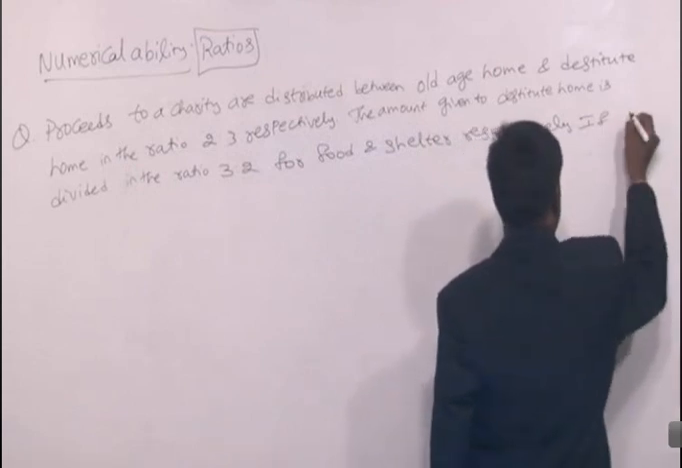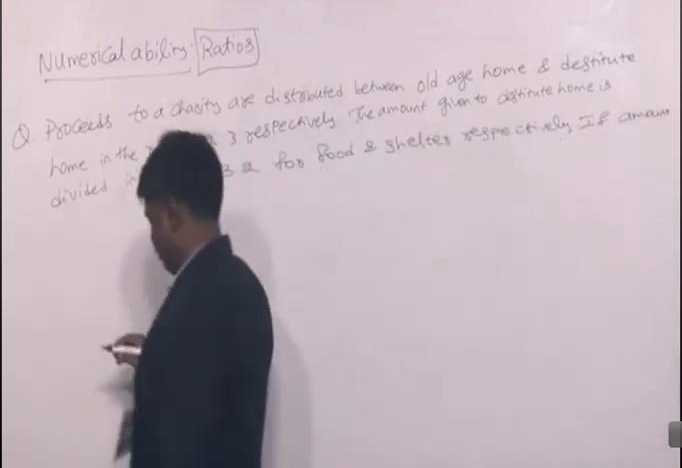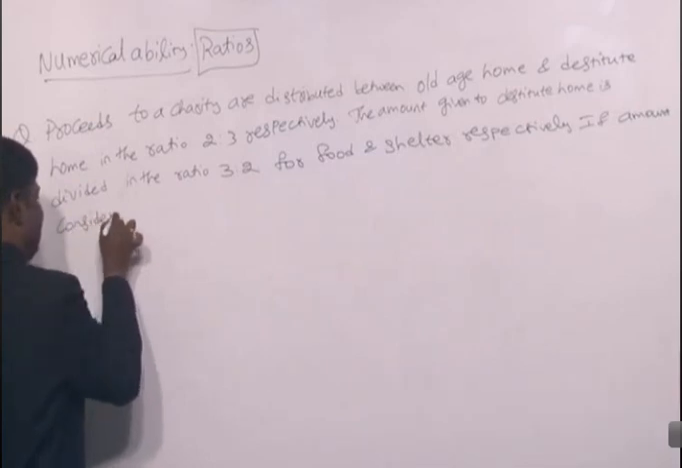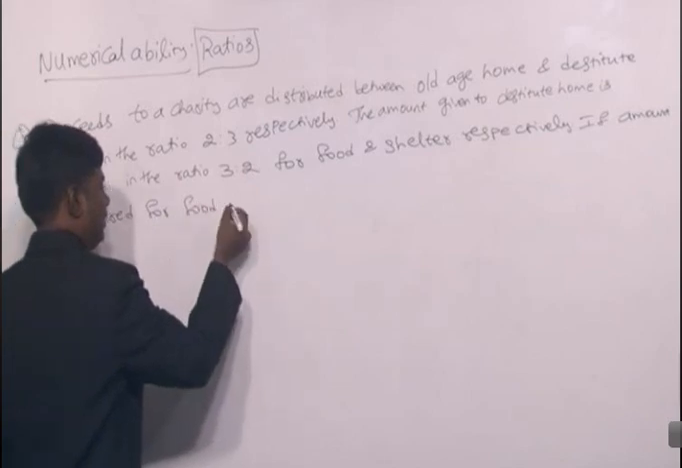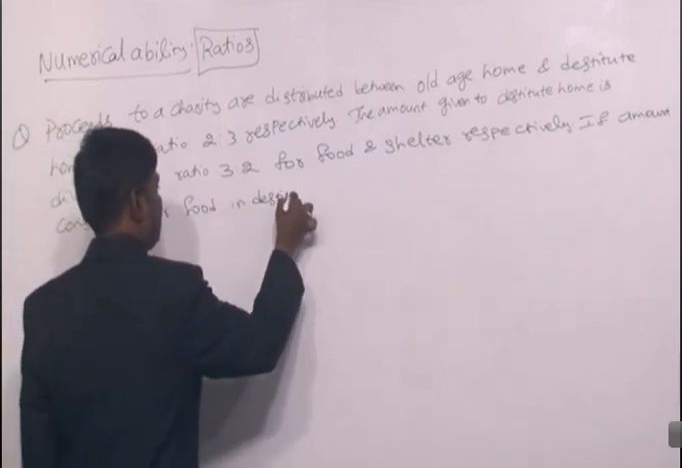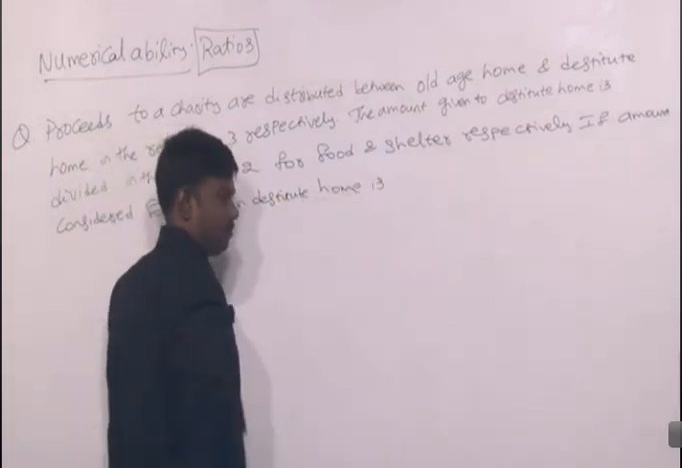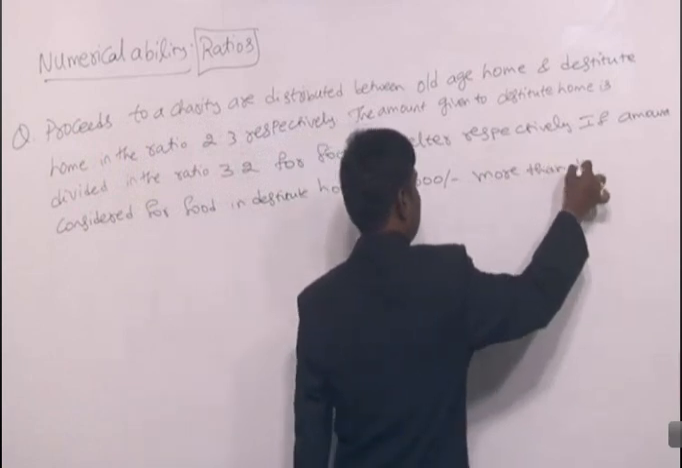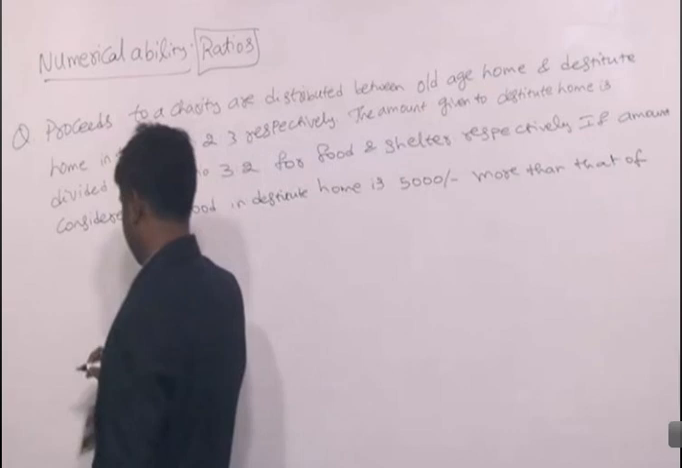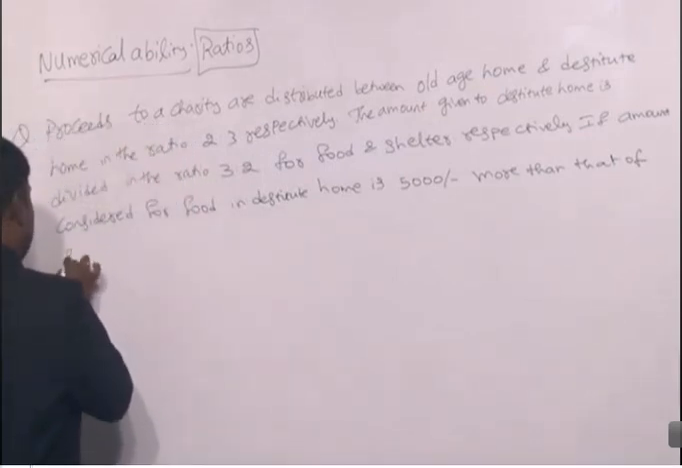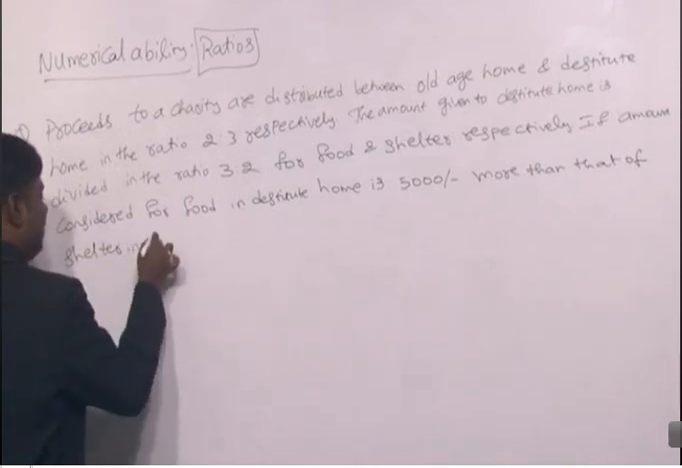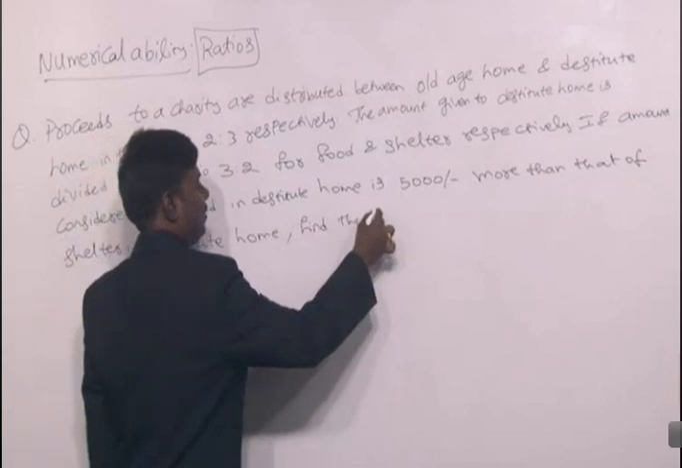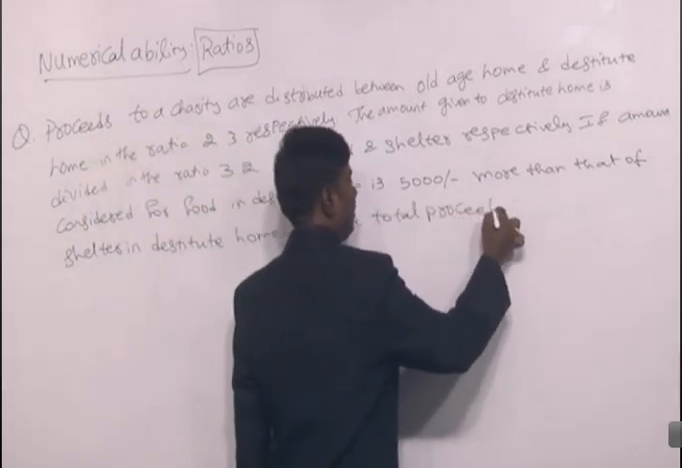If the amount considered for food in the destitute home is 5,000 rupees more than that of shelter in the destitute home, find the total proceeds to the charity.